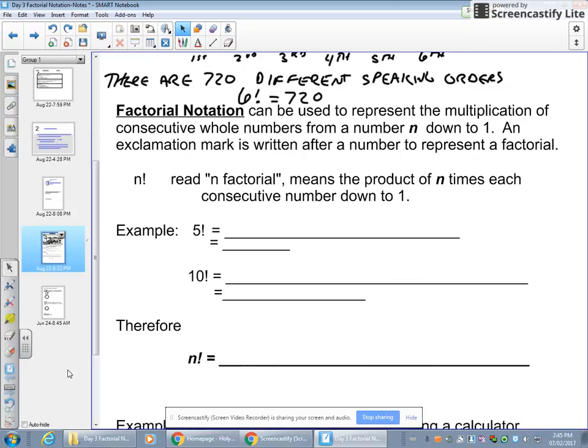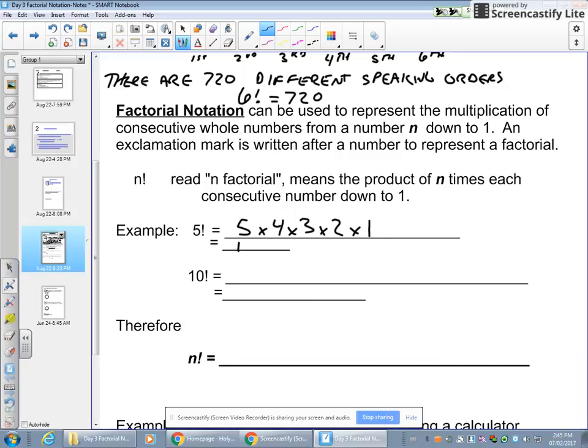All right, so our factorial notation can be used to represent the multiplication of consecutive whole numbers from a number n down to 1. So if I started at 3, it would be 3 times 2 times 1. An exclamation mark is written after a number to represent a factorial. So n exclamation mark, we would read that as n factorial. The example here, 5 factorial simply means 5 times 4 times 3 times 2 times 1.